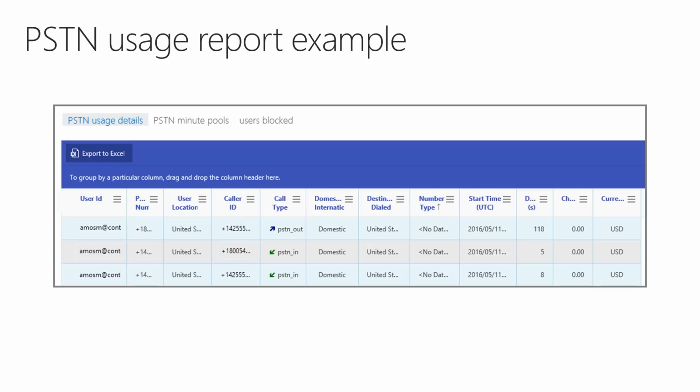Here is an example of a PSTN usage report. You can see from left to right information like user ID, the phone number, the location of the ID, the called person, if the call was coming in or out, if it was international or domestic, the destination country, number type, the start time, the duration, the charge, and the currency for that particular call.